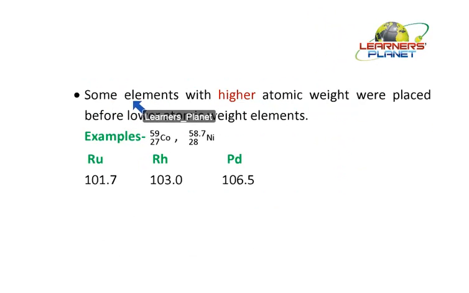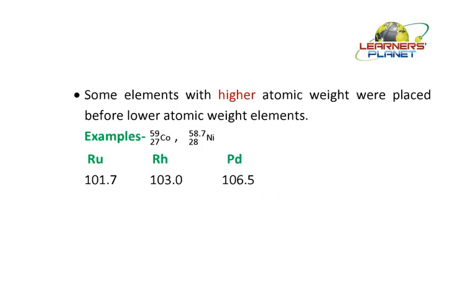Some elements with higher atomic weight were placed before elements with lower atomic weight, like cobalt, 58.93, and nickel, 58.7, with atomic numbers 27 and 28. But there were elements which were arranged according to their atomic weights, like ruthenium 101.7, rhodium 103.0, palladium 106.5.